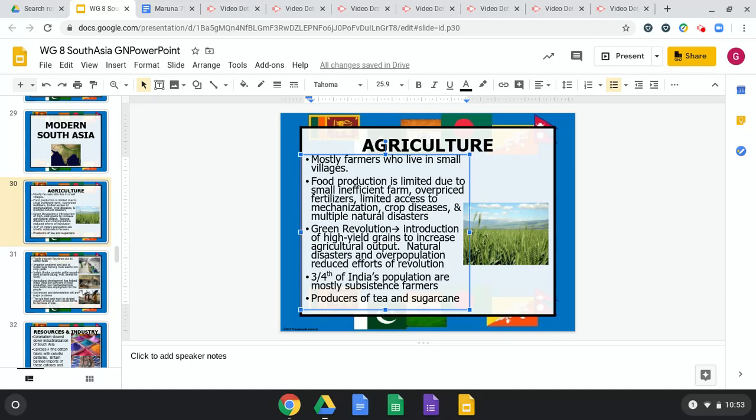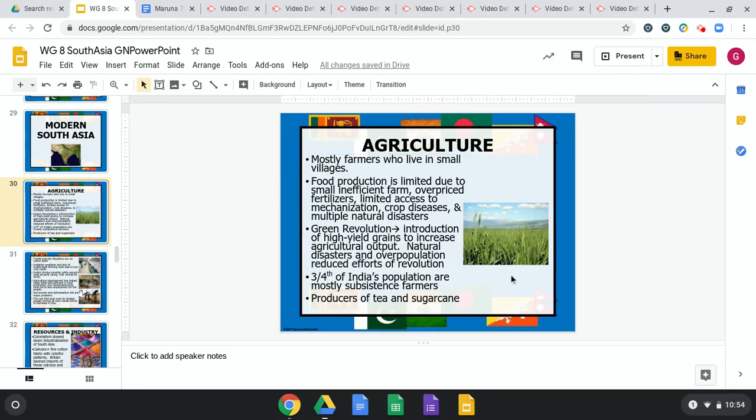To increase agricultural output. So this is kind of genetically modified. This is GMOs, basically. So this is trying to overcome some of these issues with genetically modified crops to increase yield. But natural disasters and overpopulation have thwarted this.